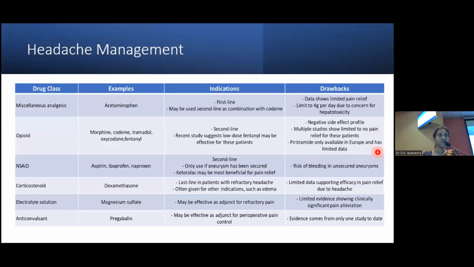Headache, although it's very common, is difficult to manage in SAH. So the first line is, of course, acetaminophen, and opioids can be used as second line. But NSAIDs should be avoided because of the bleeding risk. But once the aneurysm is secured, they can be used. And several other agents have also been tried, but there is limited evidence for these.